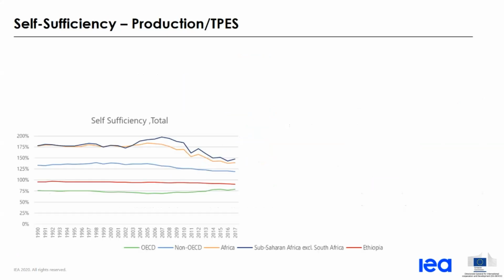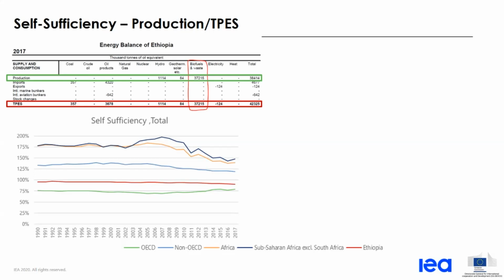Then we can see the self-sufficiency of a country, so how much you produce divided by how much you supply of energy in your country. So as you can see here, we have put OECD, non-OECD, Sub-Saharan Africa in blue, and also Ethiopia in red. We can see that Ethiopia, using this indicator, as it is, using the totals, is 100% self-sufficient. But again, remind that here we are including biofuels and waste, as you can see in this figure.